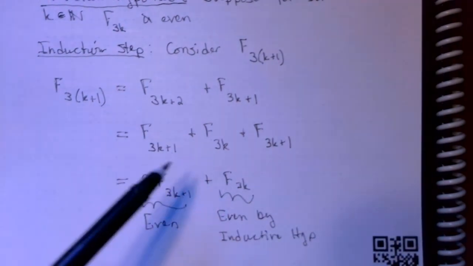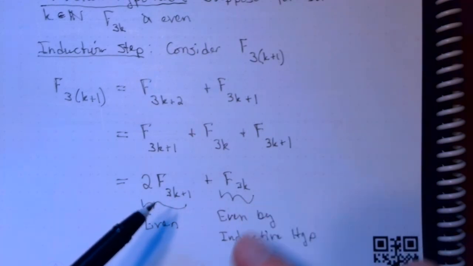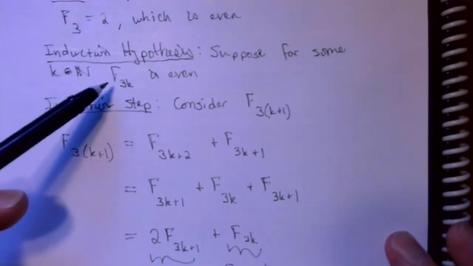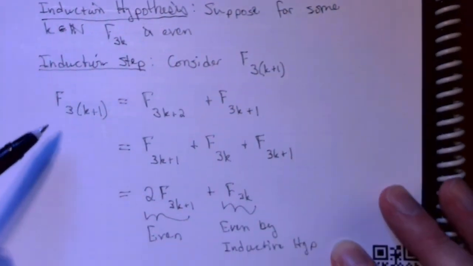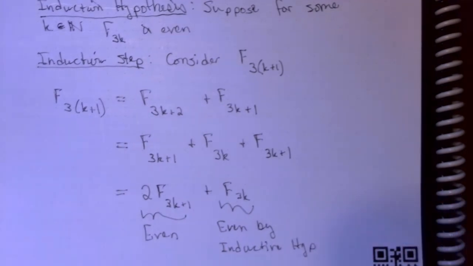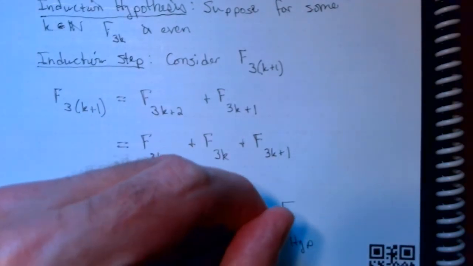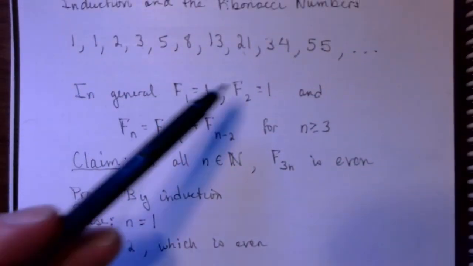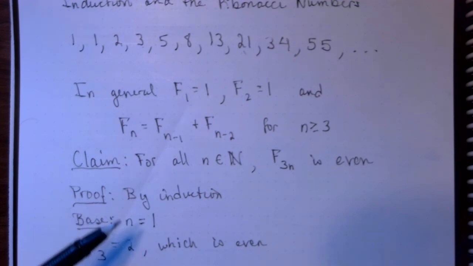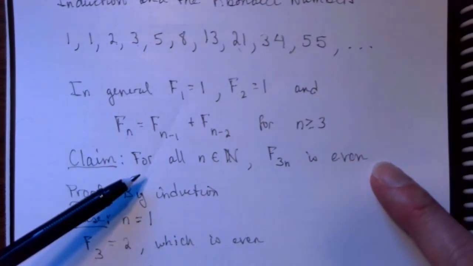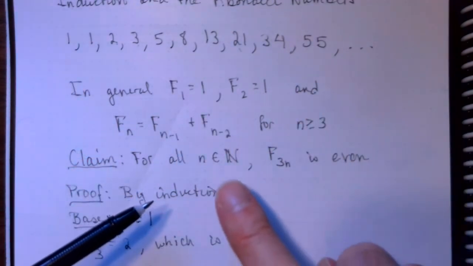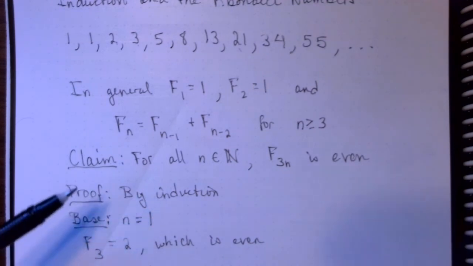And now, of course, we know whenever we take two even numbers and add them together, we get an even number. So that shows me that if F3k is even, then F3(k+1) is also going to be an even number. And that actually proves our claim. Okay, so we looked at some properties in the Fibonacci sequence. We formulated a conjecture, which is kind of like something that we think is true. We only looked at some specific examples. This is a claim about an infinite class of examples, so we have to prove it by induction.